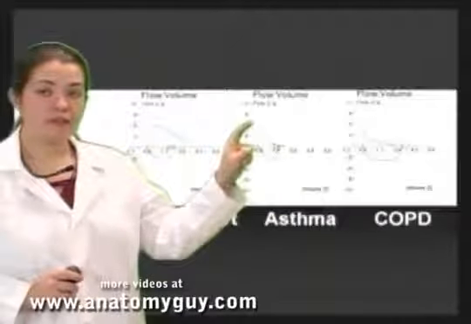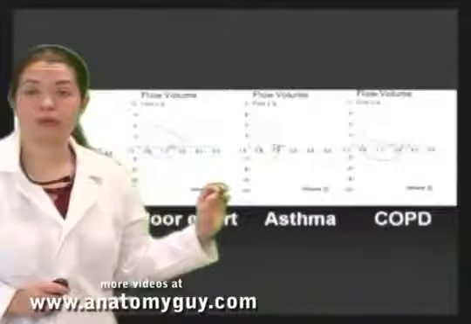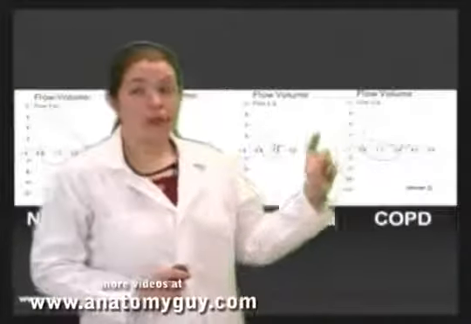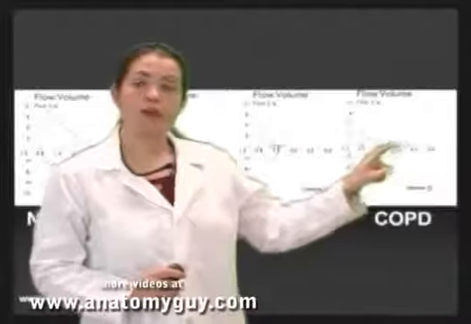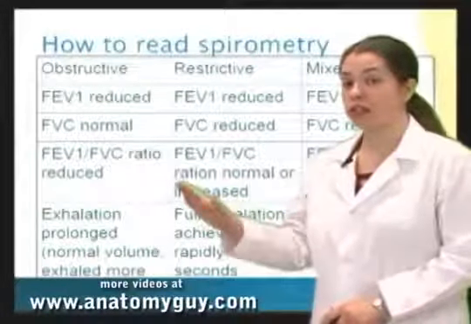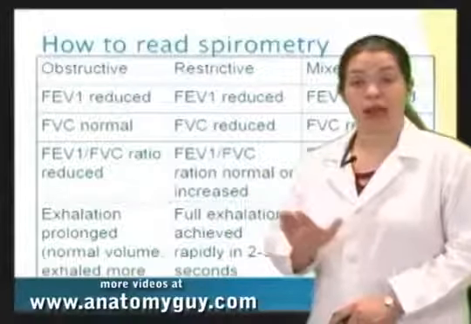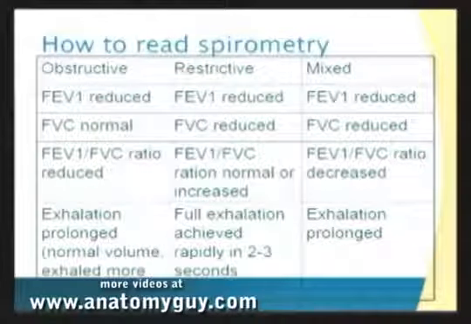We have a low FEV1, but a normal FVC, giving us a diminished ratio as well. COPD, also an obstructive disease, again has a low FEV1, but an approximately normal FVC. Here's a graph on how to read spirometry to determine whether or not we have an obstructive, restrictive, or mixed pattern. Over here at obstructive, our FEV1 is going to be reduced, but our FVC will be normal, and this will also give us a reduced FEV1-FVC ratio.